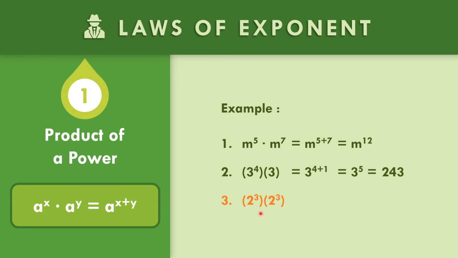How about number 3? 2 cubed times 2 cubed. So it means the base is 2. Let us copy. And then the exponent 3 plus 3. 3 plus 3, that is equal to 6. So 2 to the 6th power. So it means you need to multiply 2 6 times. So 2 times 2, 4 times 2, 8 times 2, 16 times 2, 32 times 2, that is equal to 64. So 2 to the 6, that is equal to 64.